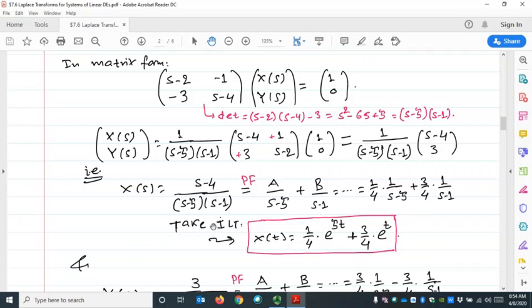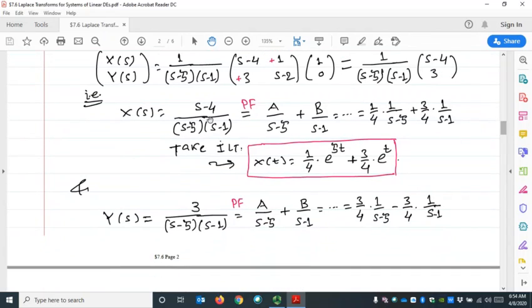Finally, take inverse Laplace transform to find the solution in time domain. So little x of t on the left side equals 1/4 as it is, inverse Laplace transform of 1 over s minus 5 is simply e to the 5t, plus 3/4 as it is, inverse Laplace transform of 1 over s minus 1 equals e to the t. So we got x of t equals this expression.